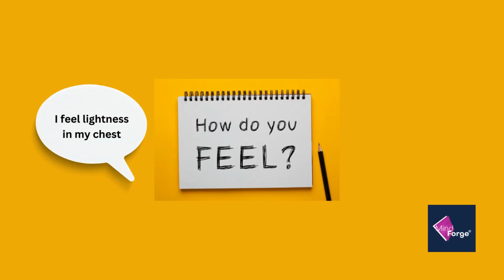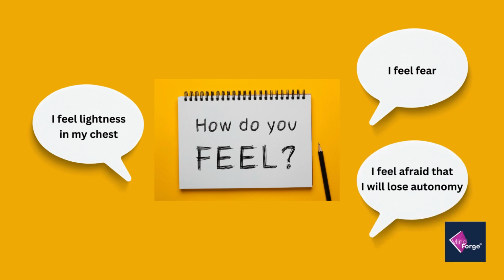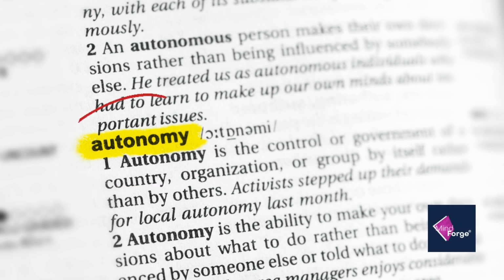I feel lightness in my chest. I feel fear. I feel afraid that I will lose autonomy. In this sequence, the underlying need I have is the need for autonomy. When you identify them, articulate those needs without judgment.